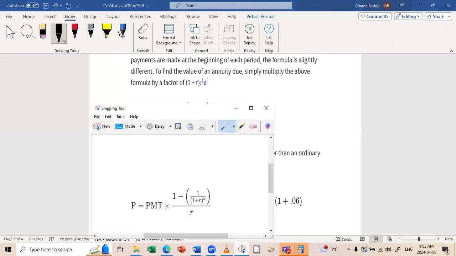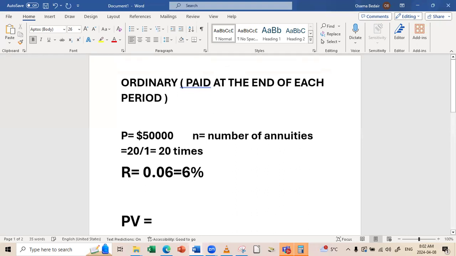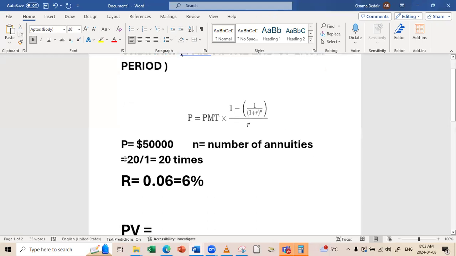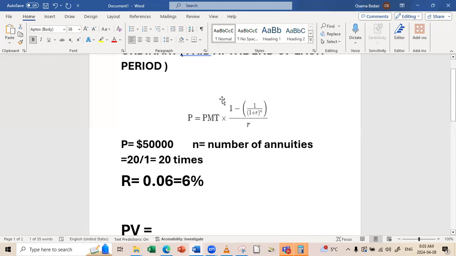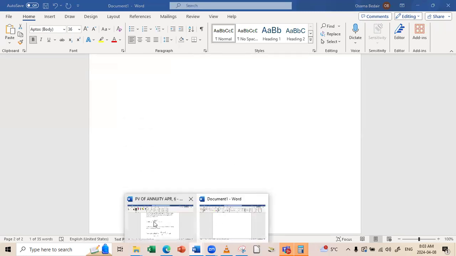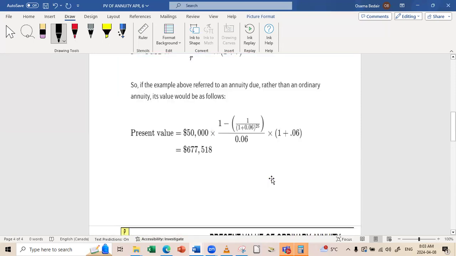So what I will do actually for the due is just, this was for the ordinary amounts. This is the formula for the ordinary, like we did before. Then this is the 20 years, 20 times, because once every year, 6% is the compound interest rate, and the amount is 50,000. When we multiplied here, we got the 50,000 multiplied by what we abstract from the table. So this number, 1 minus 1 divided by 1 plus R to the N, divided by R, is the value which we get directly from the tables for 20 years. So it's substituted instead of this part of the formula.